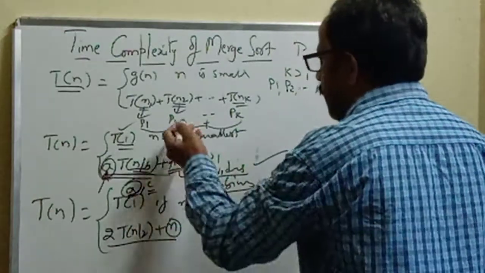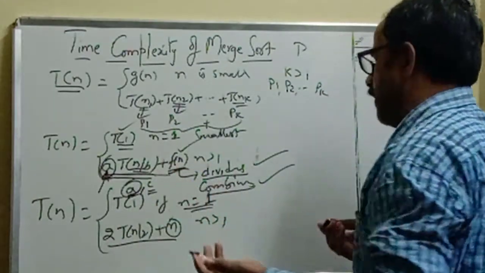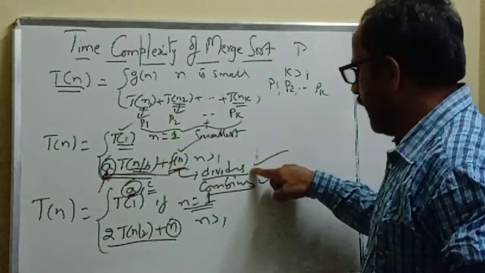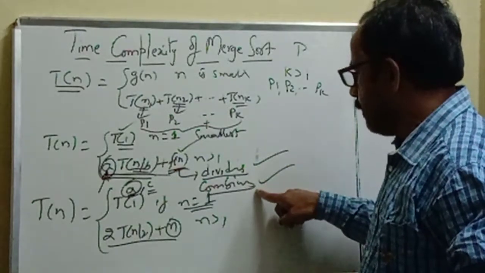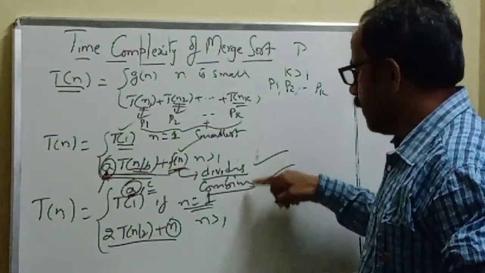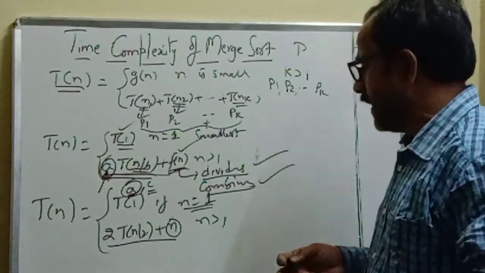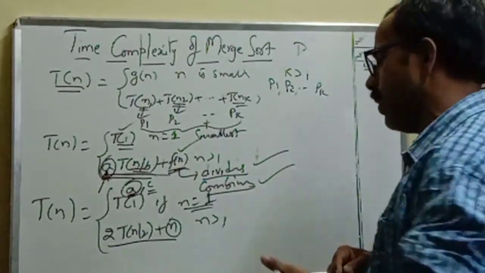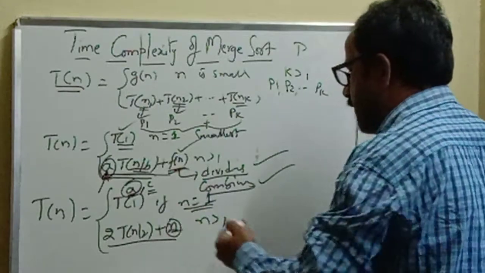Here n is f of n. We are replacing f of n with n or 2n, as you wish, because for dividing we need some time, and for combining we need some time. So if you combine these two timings, generally we get either 2n, 3n or some constant times n. No need to worry about the constant. Then directly take n.